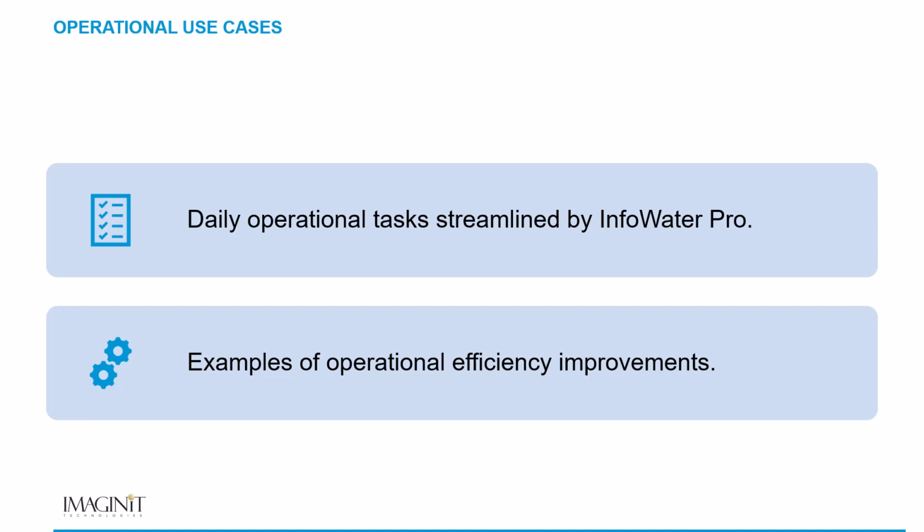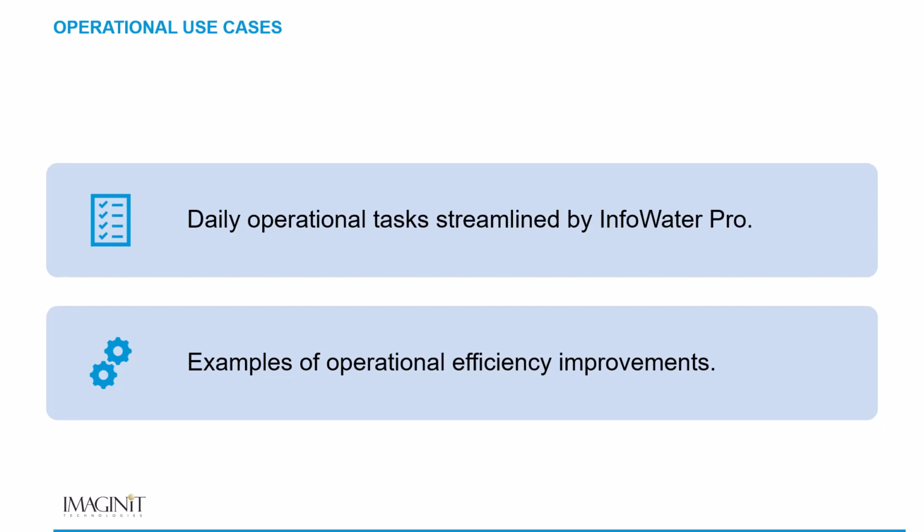InfoWater Pro's real-time simulations and forecasting abilities enable water utilities to optimize daily operations, ensuring efficient water distribution. Utilities can adjust pump operations, manage tank levels, and respond to changing demand patterns with precision, reducing operational costs and saving energy. One of the most critical operational challenges is managing water loss. InfoWater Pro helps identify potential leaks and areas of non-revenue water through detailed network analysis, allowing for targeted maintenance and infrastructure investments that reduce water loss and improve water reliability.